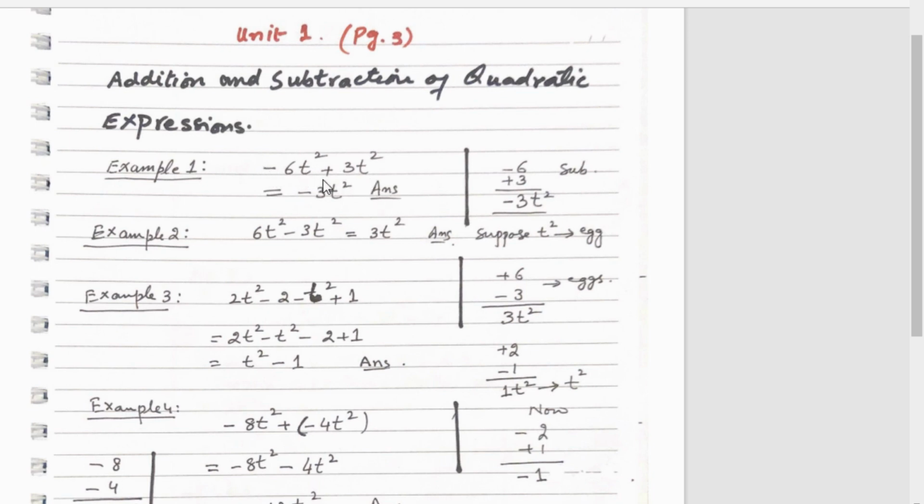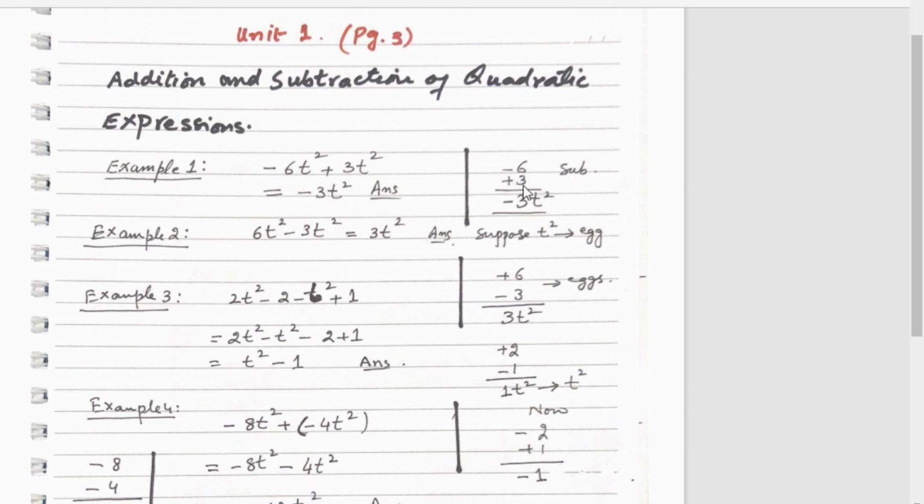Minus 6t square plus 3t square, making a sense that there are things of the same type, but these are scattered. T square means things of the same type, but these are a bit scattered. If you just pick up the coefficients, minus 6 and plus 3, and write them down in the rough column, now it will be easy for you to understand.